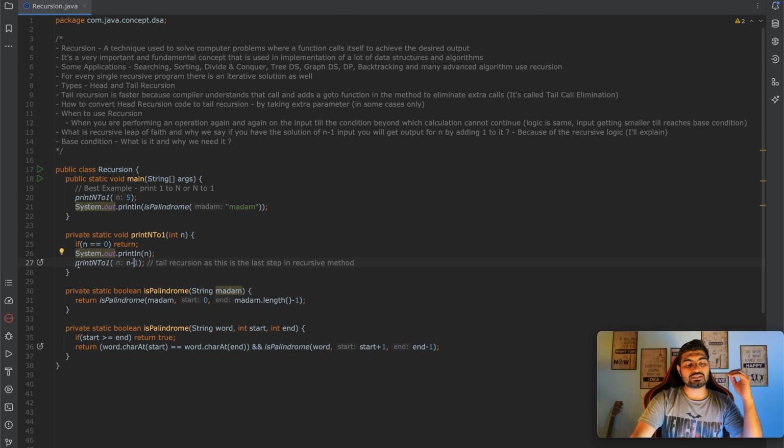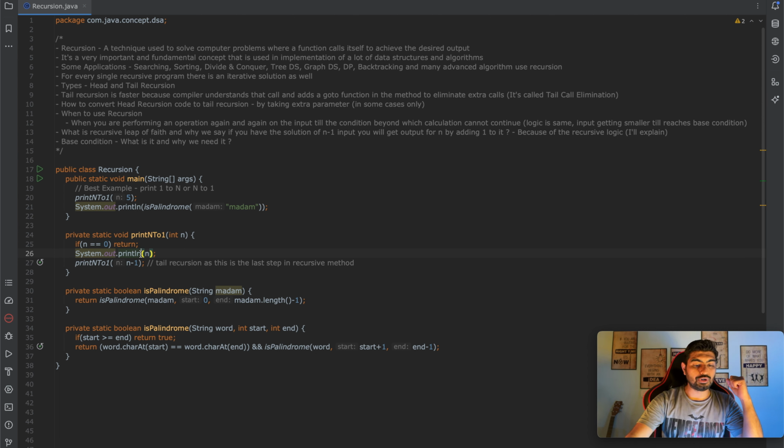So this is your recursive leap of faith. You have told the program, if you are able to find the answer of n minus 1 and add 1 to it, you will get the answer of n. This is a repeating logic. That's how you prepare those recursive calls. And in the end, obviously base condition, because your recursive program has to terminate at a point. That is why base condition is mandatory.